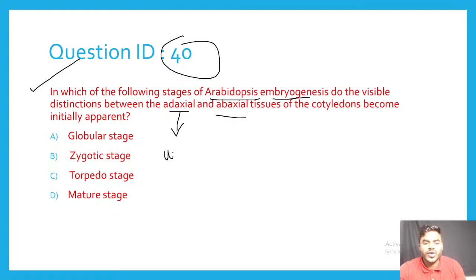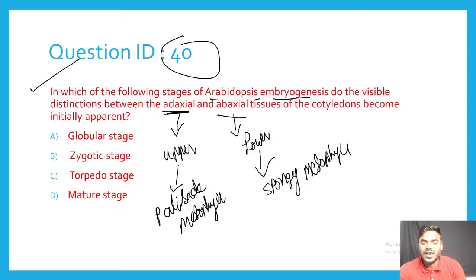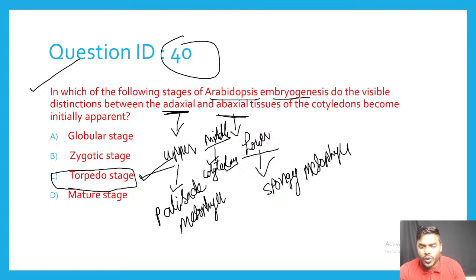Just for your understanding, friends, adaxial means upper side, abaxial means lower side. We all know that on the adaxial or upper side, we can observe columnar palisade mesophyll cells. And in the lower, in the abaxial tissues, we can observe the spongy mesophyll cells. And what will be in the middle, between the adaxial and abaxial? Adaxial is the upper, lower is the abaxial, then what will be the middle? The middle we call the torpedo stage, in which you can observe cotyledons. Very simple, straightforward question. It's not at all difficult.